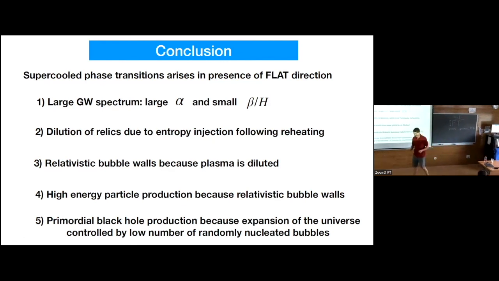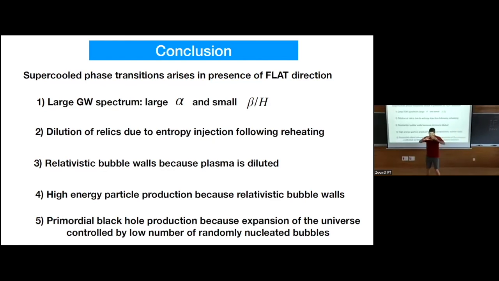So for supercooled phase transition, I didn't say, but it's very important: the number of bubbles is very low. It's given by beta over H cubed. For supercooled phase transition, beta over H is 10. So you have roughly 1,000 bubbles that nucleate in the Hubble patch. So you have to throw the dice 1,000 times, but this is a small number compared to a typical phase transition where beta over H is 10 to the 3, let's say. Then you have 1 billion bubbles.